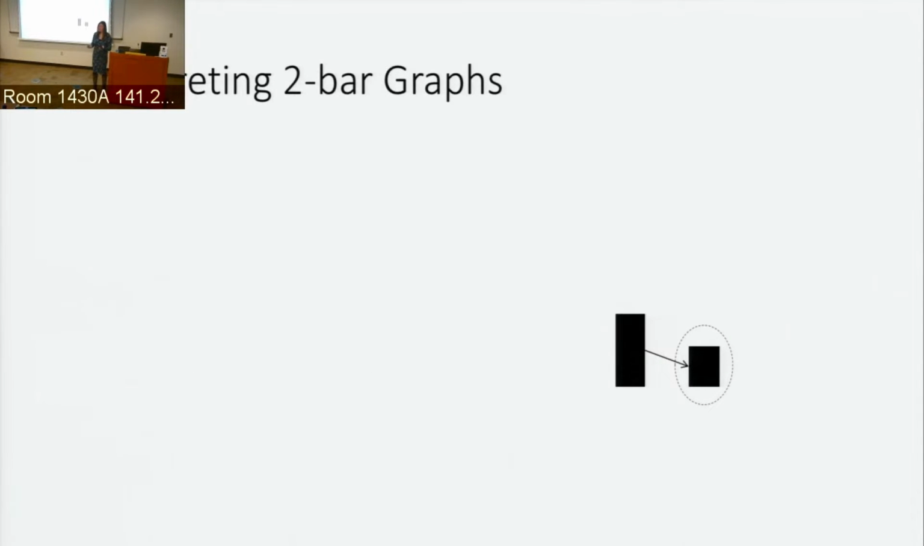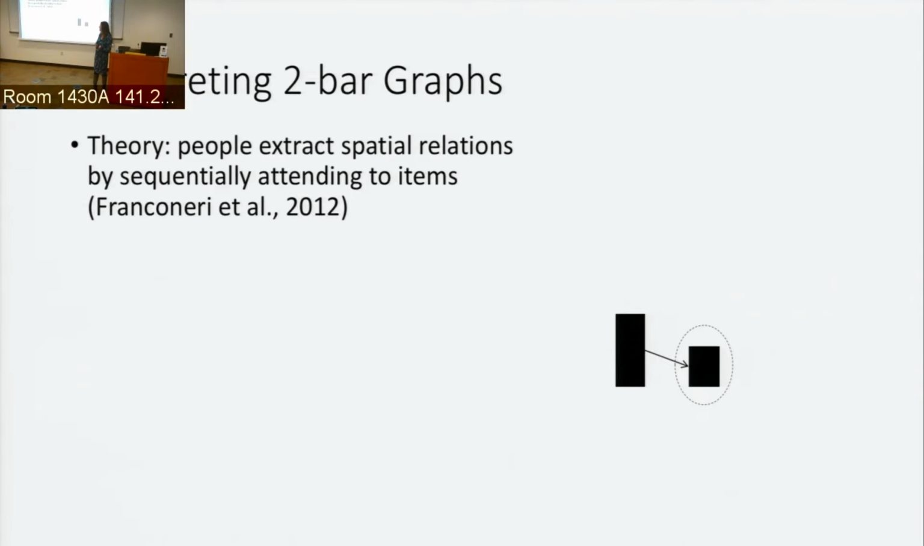When I was a postdoc working on graph comprehension and data visualization, I was working with very simple 2-bar graphs. Nothing fancy, just showing people 2 bars and trying to see how they perceive and interpret them. The theoretical framework we were working from in that lab was the idea that this kind of analysis is very slow and sequential, and that even if you're just judging, for instance, which bar is taller, the left or the right, that is going to require you to shift your attention between the bars. You don't just get that information all at once, even if you feel that way.